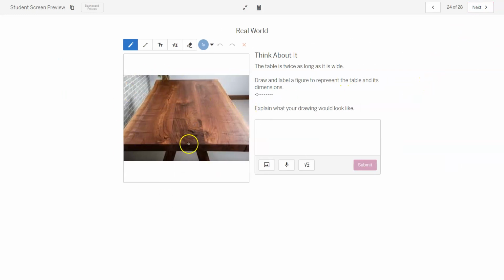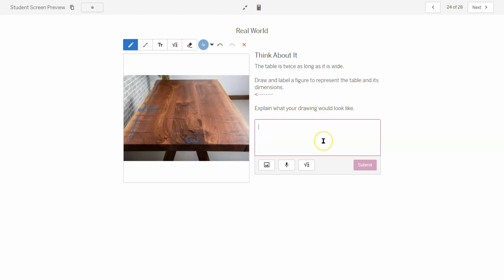Okay, here's your table. Remember that it told us it was twice as long as it was wide. So we can actually use 2W, because that's twice as wide, for the length and W for the width.